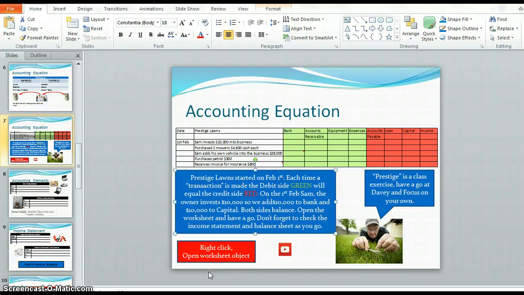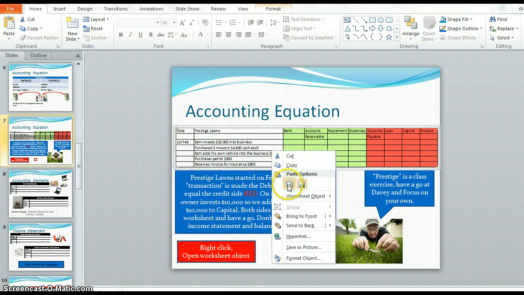At the moment we're on the accounting equation page, and what we're going to do is take you through how to go into Excel and also do an example with the accounting equation. So what we're going to do first is right click here. This is the spreadsheet. Right click, it'll go worksheet object and click on open.